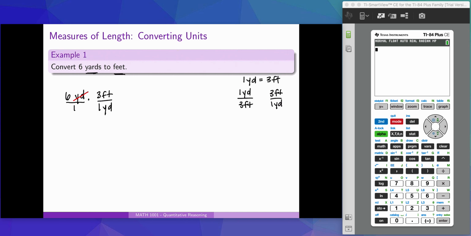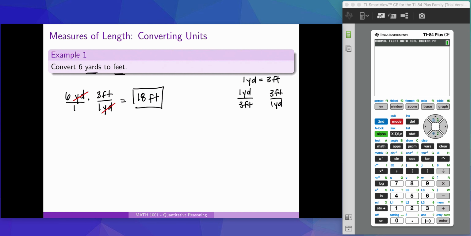Yard, the unit on the top and the bottom, cancels. So all I have left is feet, which is exactly my goal. I wanted to convert to feet. So this is 6 times 3, that's 18, and then the unit I have left is feet. So 6 yards is 18 feet.